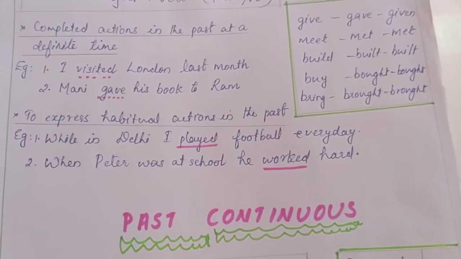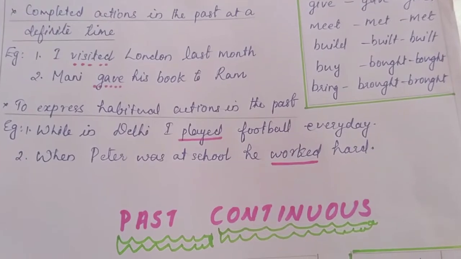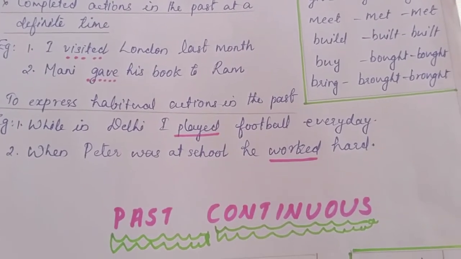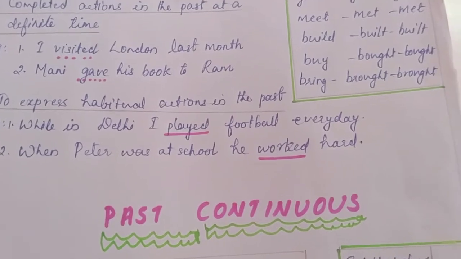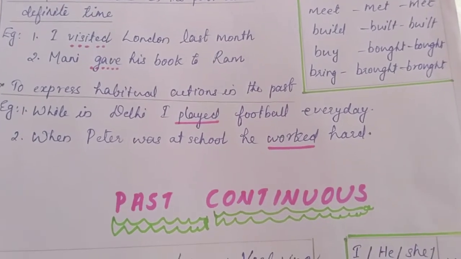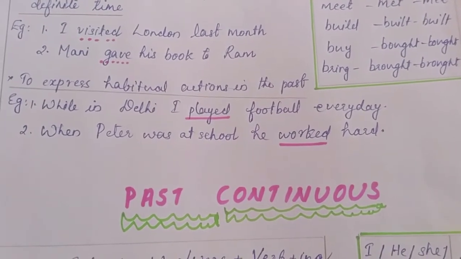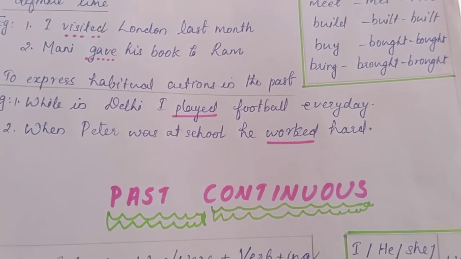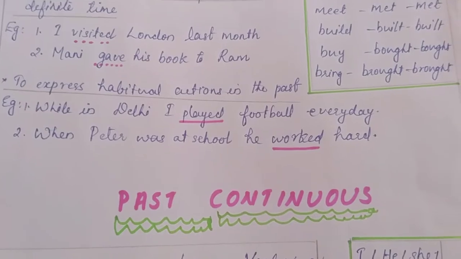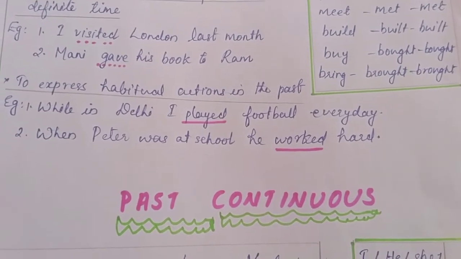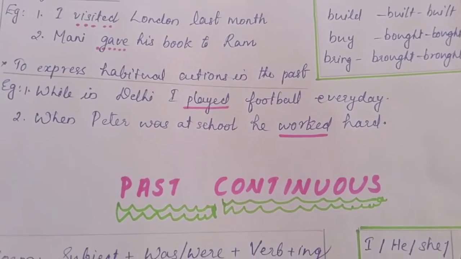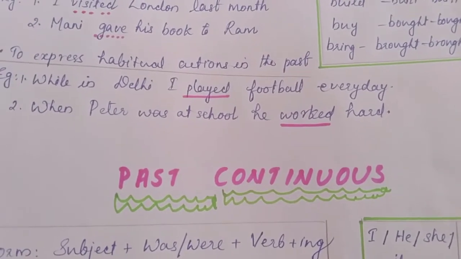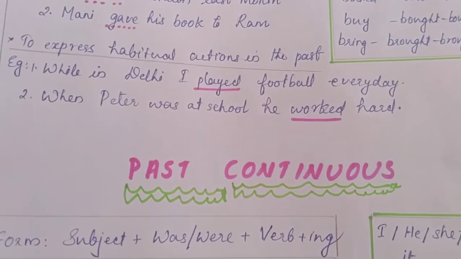Second action, to express habitual actions in the past. For example, while in Delhi I played football every day. This is not a present habitual action. In simple present we have written I drink coffee every morning. That is our present habitual action. But here, while I was living in Delhi, I played football every day. Not now. At that time it was my habit.